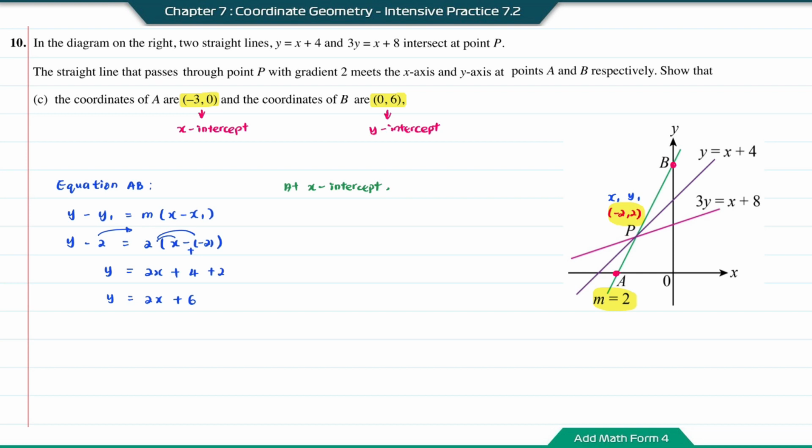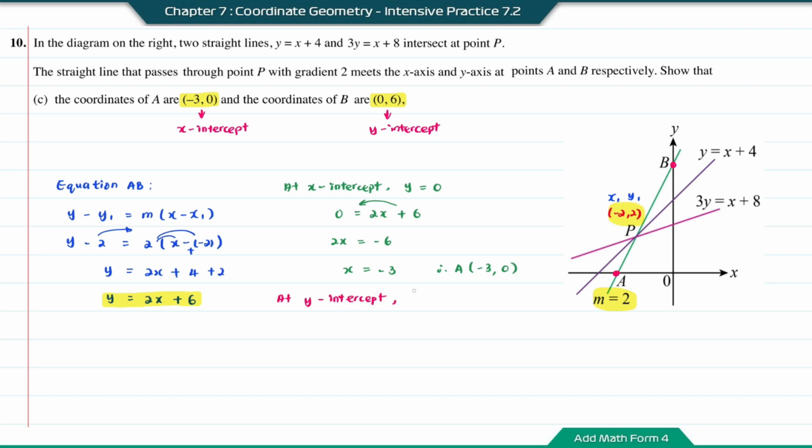We know that at the x-intercept, the coordinate y is always equal to 0. So here I'm going to substitute y equal to 0 into the equation AB. So 0 is equal to 2x plus 6. Then move the positive 6 to the left hand side, so 2x is equal to negative 6. Then x is equal to negative 6 divided by 2, which is equal to negative 3. Therefore, the coordinates of the point A are negative 3, 0.